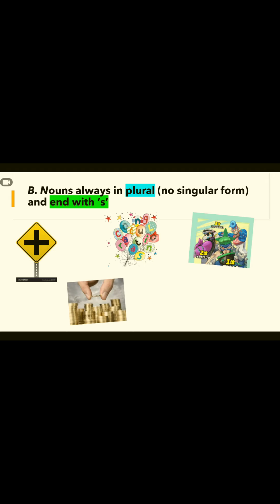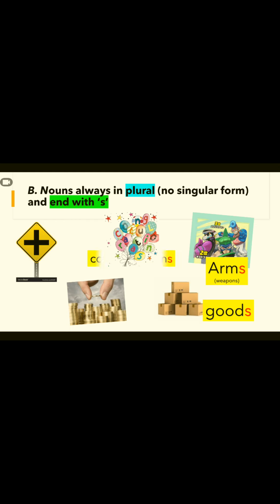Take a look at these pictures. Can you guess what they are? Well, the first one is arms. On your worksheet, please fill them in. Goods, congratulations, earnings, which means the money you earn. Crossroads. So that means, look at the picture. There are sometimes puzzles. We do not know which way to choose, and we call that crossroads.